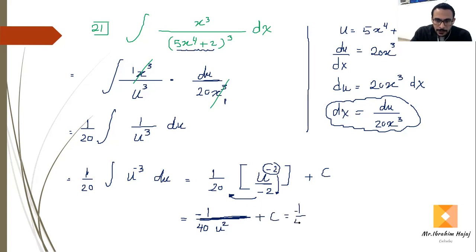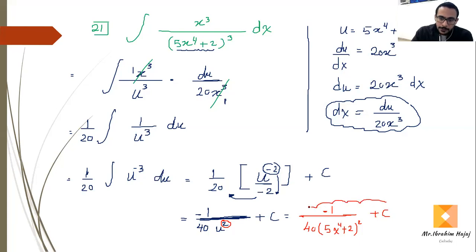So your answer is negative 1 over 40, and the u again is 5x to the power of 4 plus 2 from up here. I copy it again, to the power of 2 in the denominator because of the power negative 2. So let me erase this and write it in the denominator. Negative 1 over 40 times 5x to the power 4 plus 2, all to the power of 2. Why 3? It's 2 here. Oh, sorry. Plus C.